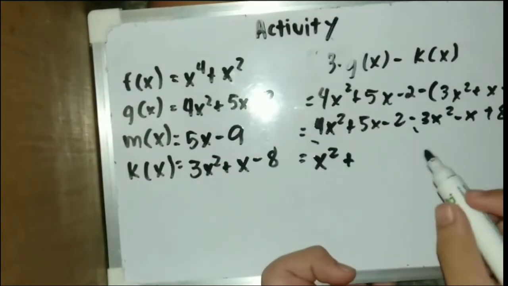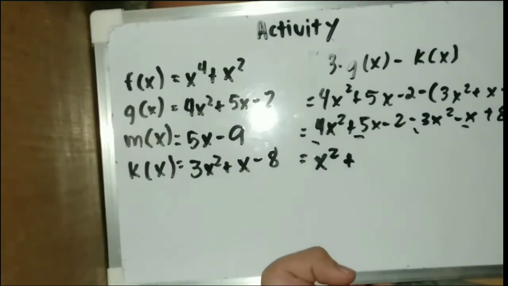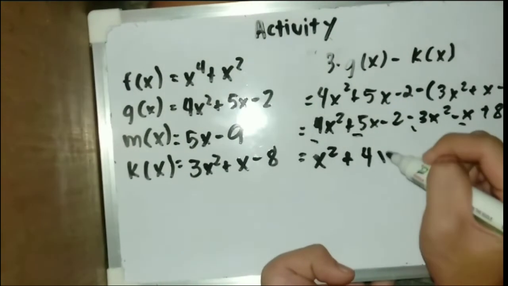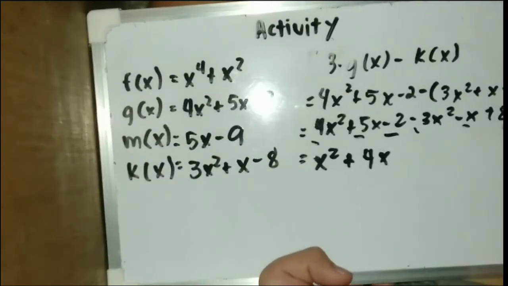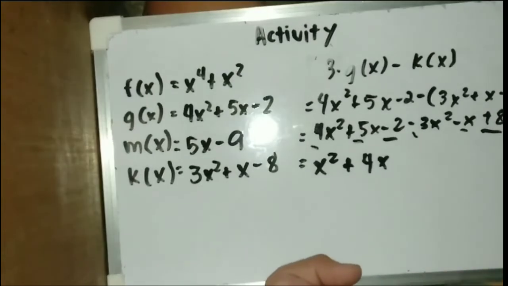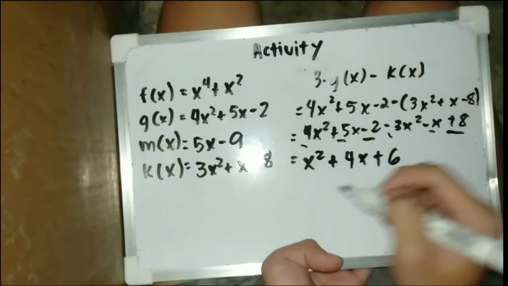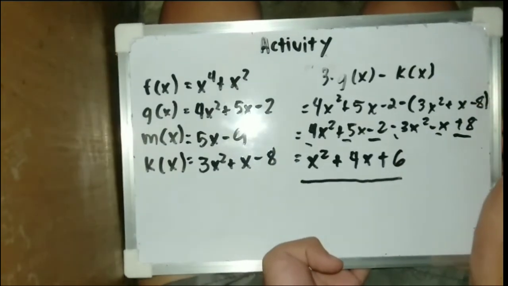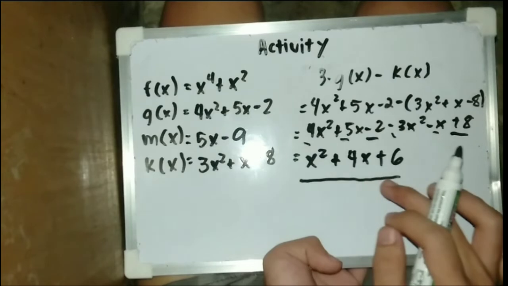Then, yung may like term naman is 5x, then yung negative x. So, 5x plus negative x is equals to 4x. Then, yung isa nating may like term is negative 2 and positive 8. Negative 2 plus positive 8 is equals to positive 6. So, for our problem number 3, g of x minus k of x is equals to x squared plus 4x plus 6.